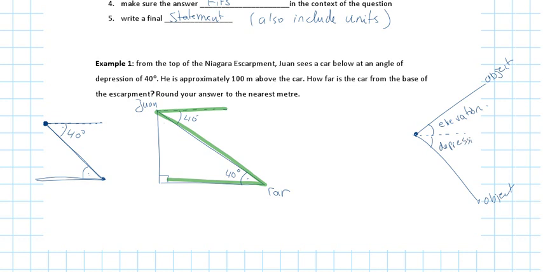So we have an escarpment. We know the angle of depression. He's approximately 100 meters above the car. So what is that? The side wing of the house. The vertical line, right? That's a vertical line, 100 meters. The question is asking you, how far is the car from the base of the escarpment? So what am I looking for? The horizontal line.